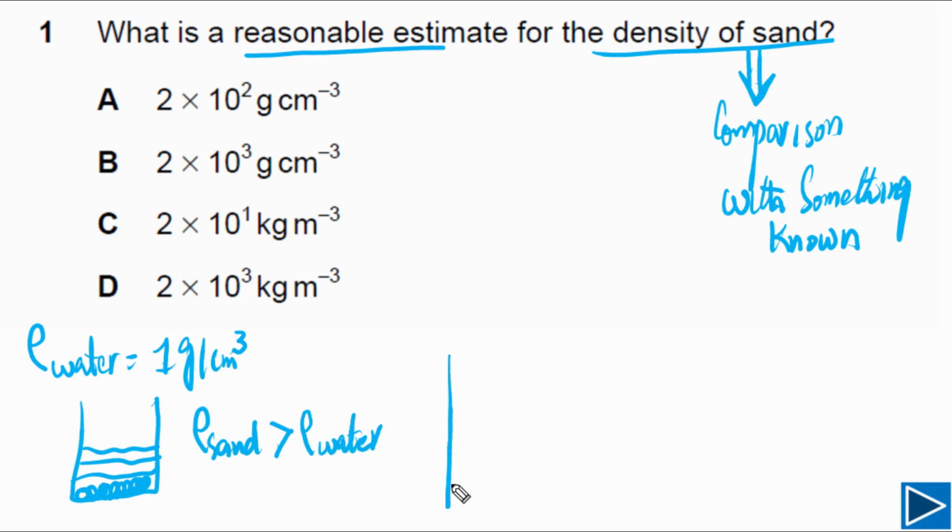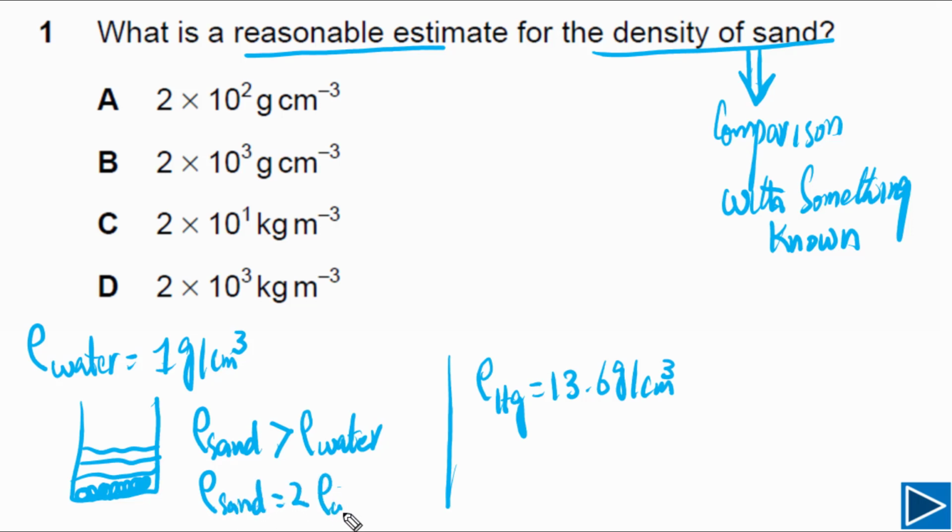Next thing we need to understand is the density of mercury. Density of mercury is about 13.6 grams per cubic centimeter. Now we need to understand the density of sand is much less than the density of mercury. So we can simply estimate the density of sand can be around 2 to 3 times the density of water, or simply we can say about 2 or 3 times.